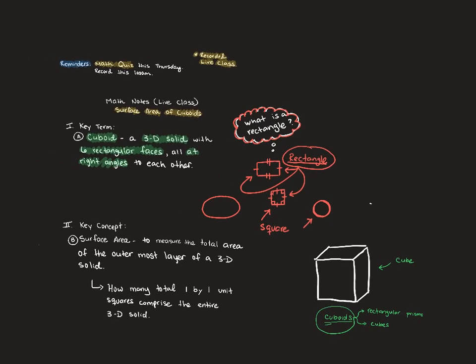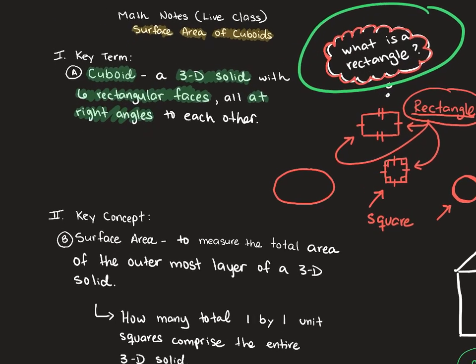So cuboid is to 3D what rectangle is to 2D, is my whole point with this. Okay?